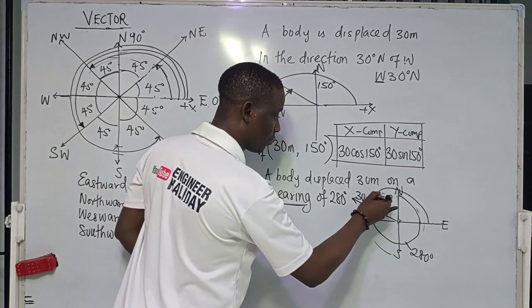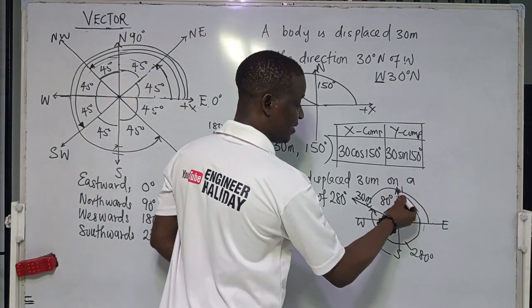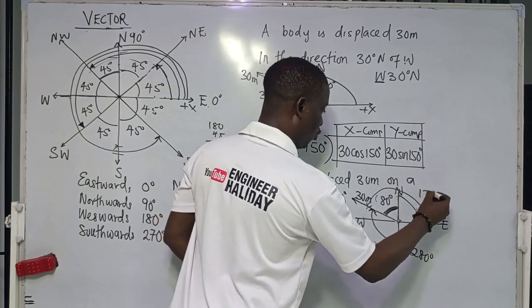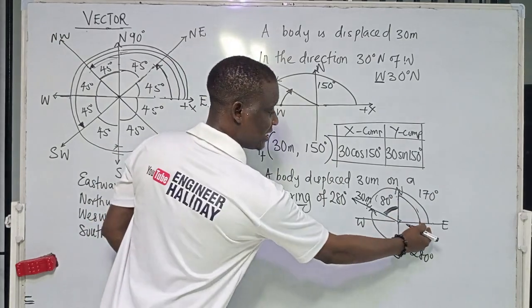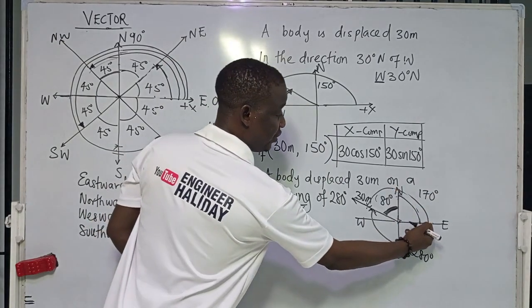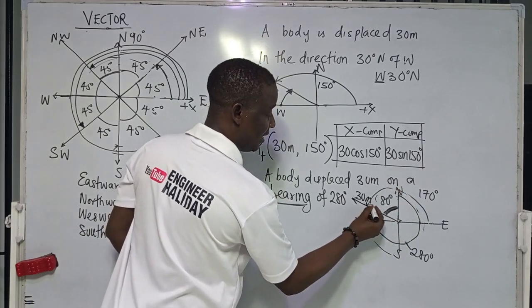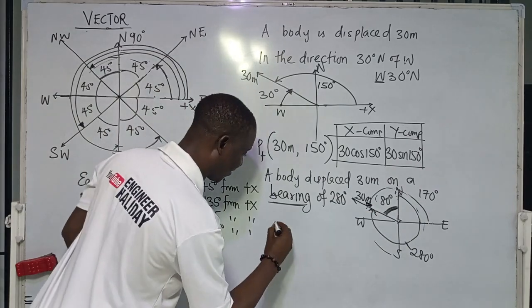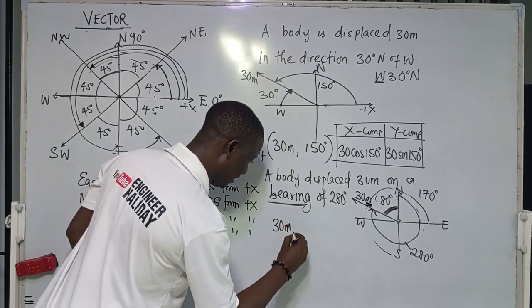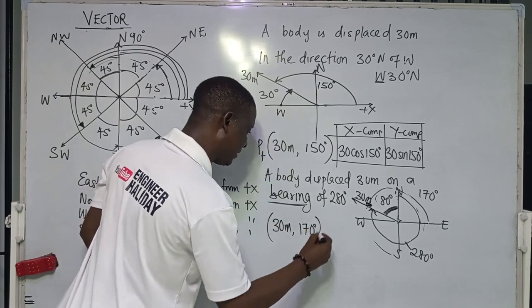So move like this. What is that angle going to be? This is 90 and this is 80. That is 170 degrees. That's what it means. It is 90 from the east to the north, plus the 80 to get to where the displacement is. So that will be 170. So we can write it as 30 meters, 170 degrees from the positive x-axis.